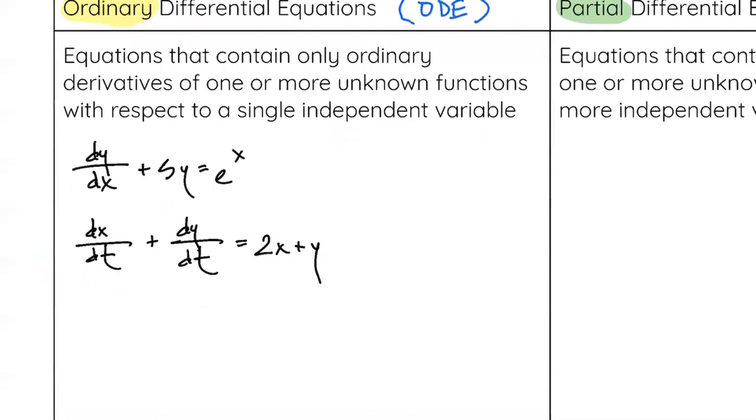And we might have some that look something like this: d squared y/dx squared minus dy/dx plus 6y equals 0. We will also be figuring out how we solve things like that. Okay.